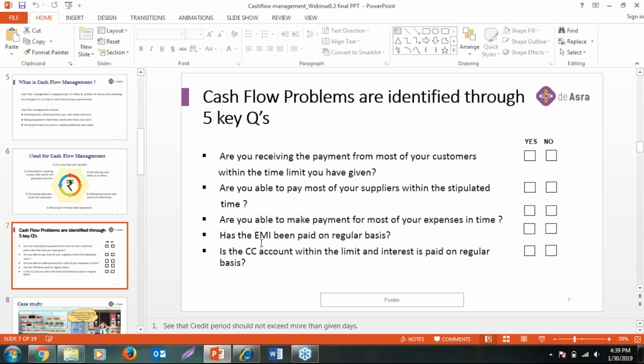Again, is the CC account within the limit and interest is paid on a regular basis? So the cash credit account, that is the term loan, which is for a shorter period. Is the EMI paid in limit? Is the EMI paid on a regular basis, so that the interest which is charged on the CC is correctly charged and is not increasing? So we need to check this.